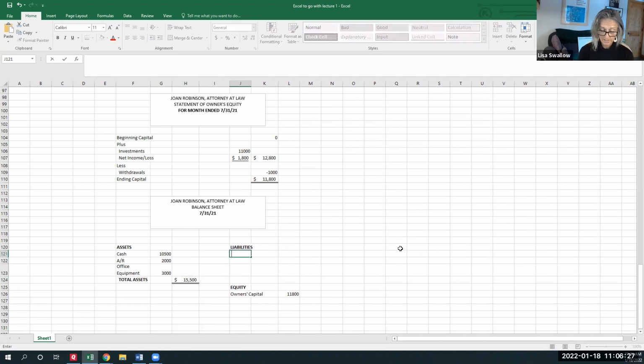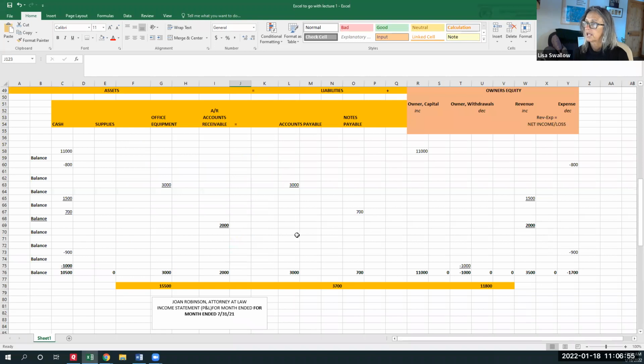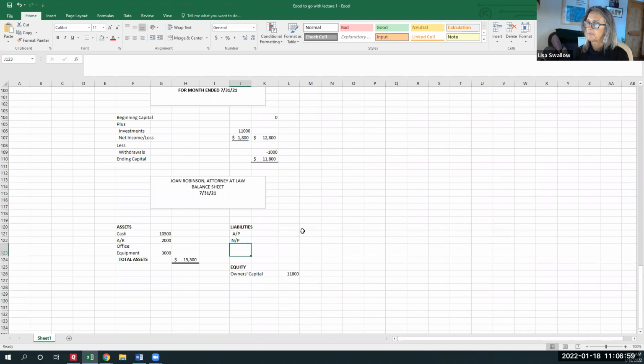Liabilities, we had 2 liabilities. We had accounts payable. And so now we're getting to the point where we're sophisticated enough to just call accounts payable AP and accounts receivable AR. And remember, receivables are assets and payables are liabilities. And here's our notes payable. And I've got to go up and get my numbers for that because I don't remember what they are. Okay, AP was 3,000 and notes payable was 700.